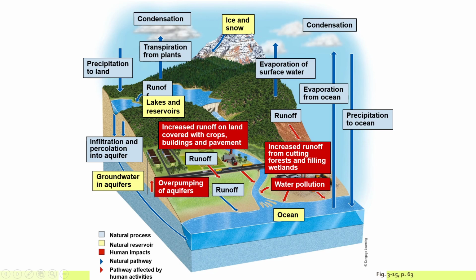Ice and snow can be storage for water. Lakes and reservoirs are storage for water. Those are all the yellow ones. And the processes, you have evaporation and precipitation, runoff, evaporation of surface water, evaporation from ocean water, runoff. These are all the different types of methods that water can move through the hydrologic cycle.